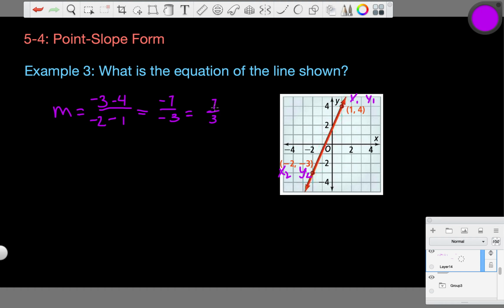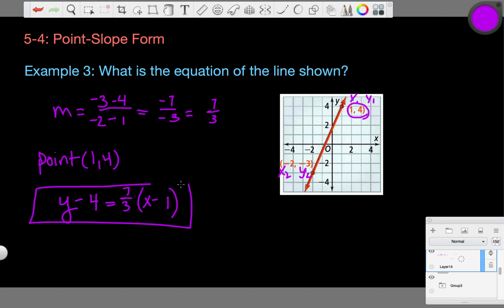Okay? So now I have my slope, and all I need is another point to plug into the point slope formula. So I'm going to use the point 1, 4. Doesn't matter which point you choose, but I'm using this point right here. It's cleaner numbers that I like better. So we get y minus 4, because that's our y value, equals our slope, 7 over 3, times x minus our x value, 1. And that's the equation of this line in point-slope form.